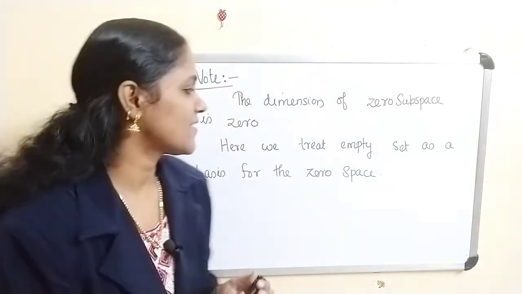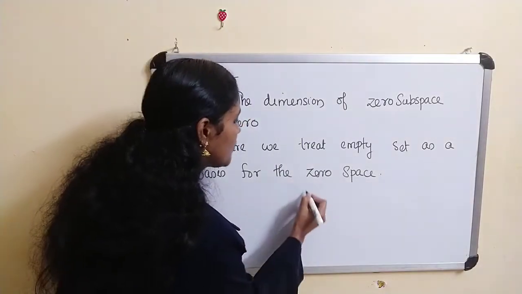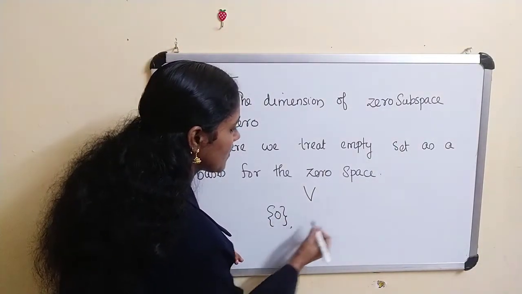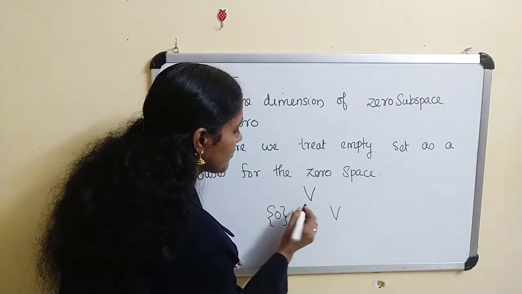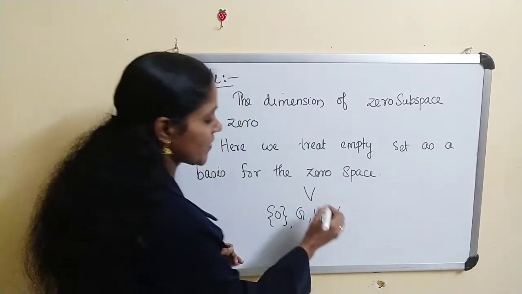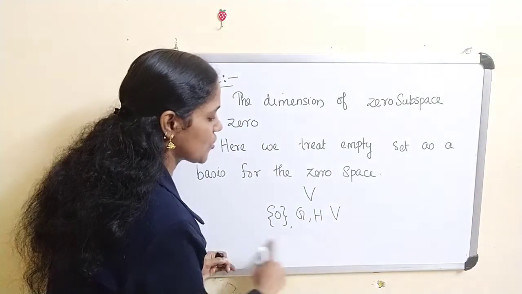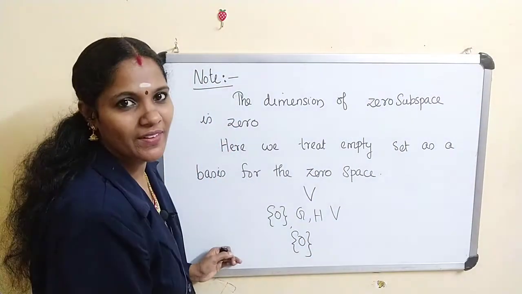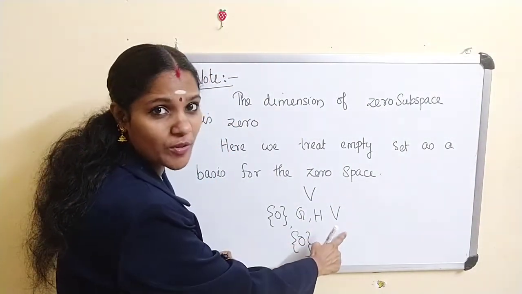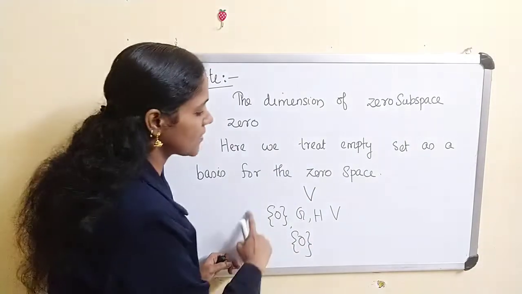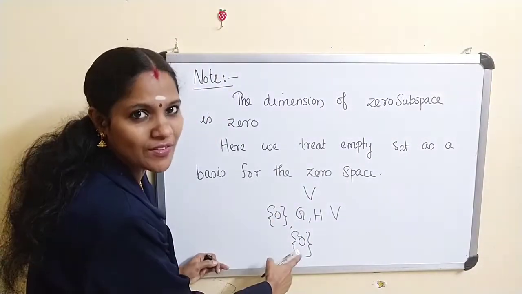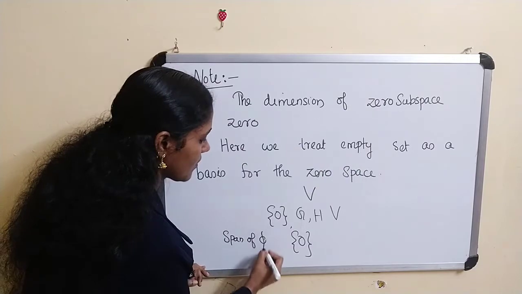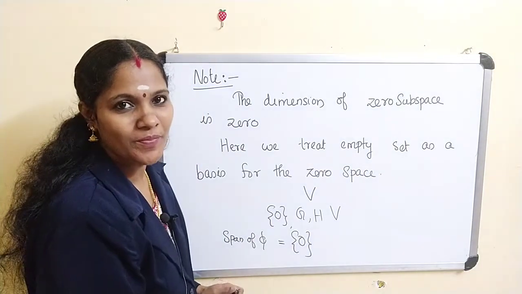Clear? If V is a vector space, then clearly {0} is a subspace, and G, H and so on are other subspaces of V. Now what about the intersection of all these subspaces? Clearly {0} is the smallest one, therefore the intersection is {0}. The empty set is contained in every set because it is a subset of every set. So the intersection of all subspaces of V containing the empty set is {0}. Therefore the span of the empty set is equal to {0}.